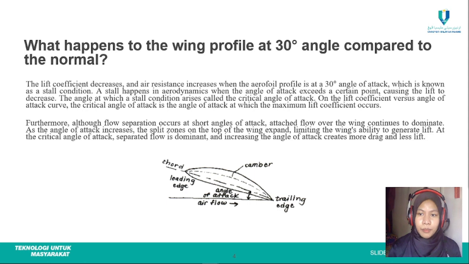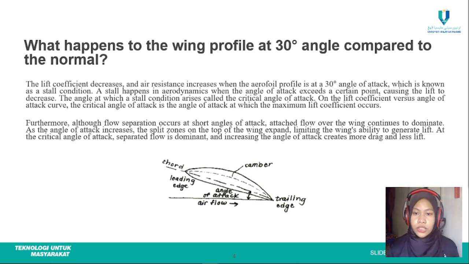A stall happens in aerodynamics when the angle of attack exceeds a certain point, causing the lift to decrease. The angle at which a stall condition arises is called the critical angle of attack. On the lift coefficient versus angle of attack curve, the critical angle of attack is the angle of attack at which the maximum lift coefficient occurs.